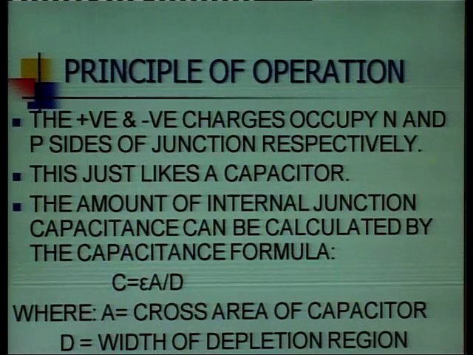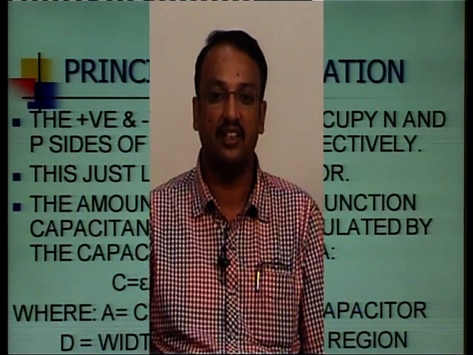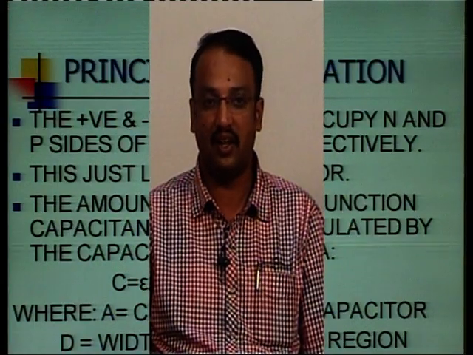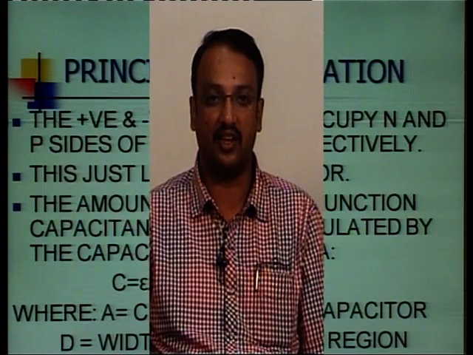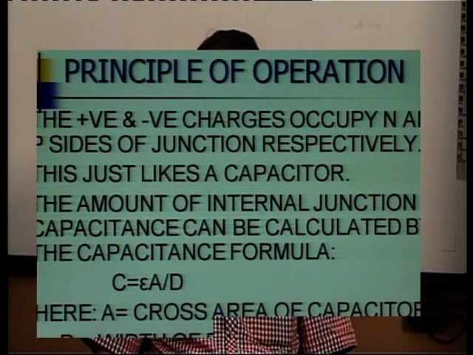This is just like a capacitor in which there are two plates, one positive and the other negative, and there is a dielectric space between the two plates. Similarly, in a reverse biased semiconductor PN diode, one side is positive, the other side is negative, and in between there is a depletion region.